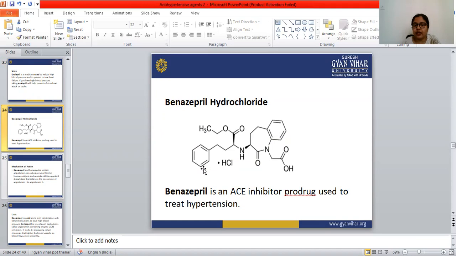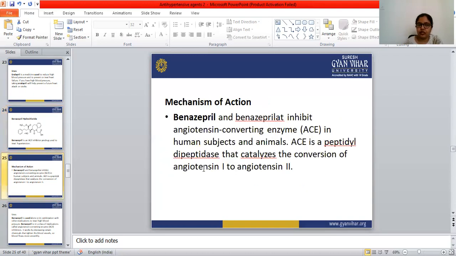Benazepril hydrochloride is again an ACE inhibitor product, used to treat hypertension. Captopril, lisinopril, enalapril, benazepril: these all are ACE inhibitors. Benazepril is again a prodrug, and it is used in the treatment of hypertension.